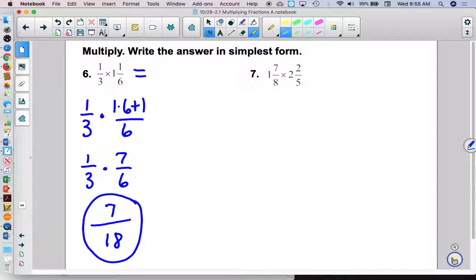Yeah, there we go. Right here. 8 doesn't go into 12. What does go into 8 and 12? Yeah, and that's where your mistake is. You're doing something wrong. You did an improper fraction. You didn't follow the steps. Follow the steps and you'll be all right.